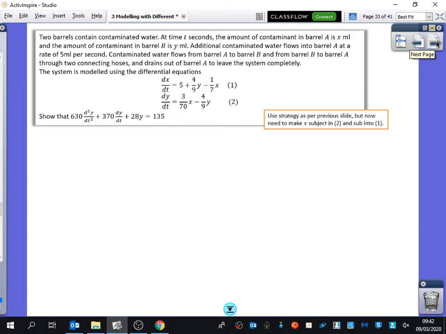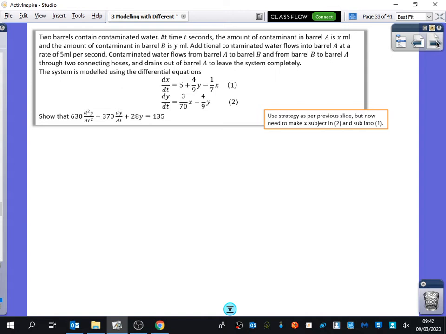So 2 barrels contain contaminated water. This is one of those questions where we're going to read all of this and it's just completely pointless, so let's not worry about it too much. At time t seconds, the amount of contaminant in barrel A is x millilitres, and the amount of contaminant in barrel B is y millilitres. Additional contaminated water flows into barrel A at a rate of 5 millilitres per second. Contaminated water flows from barrel A to barrel B and from barrel B to barrel A through 2 connected hoses and drains out of barrel A to leave the system completely. The system is modelled using the differential equations here.